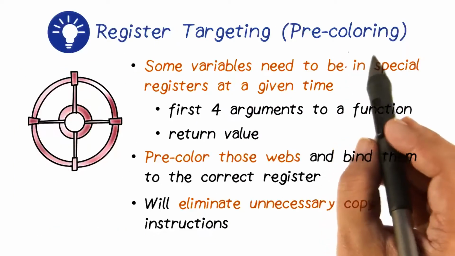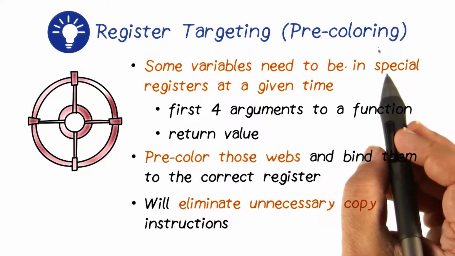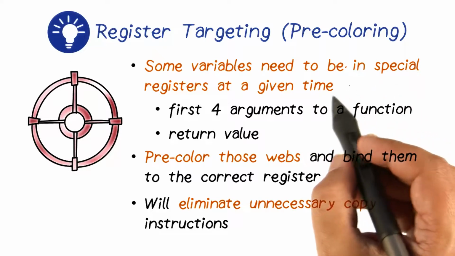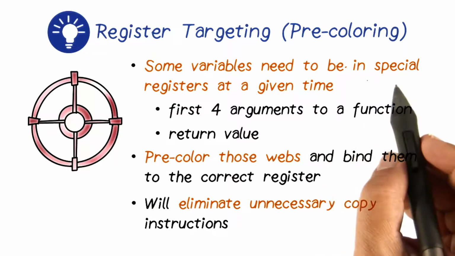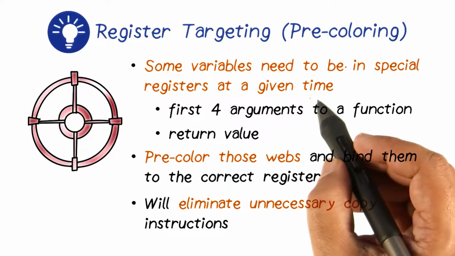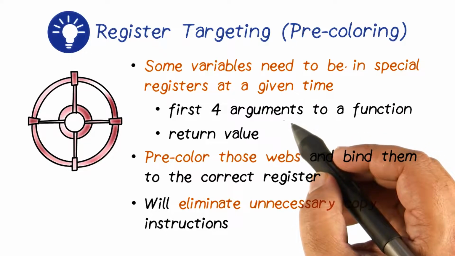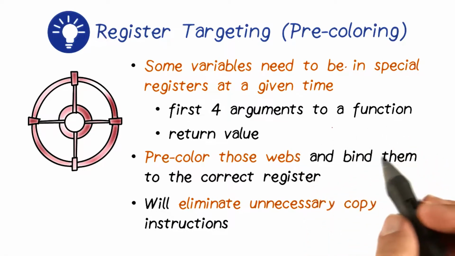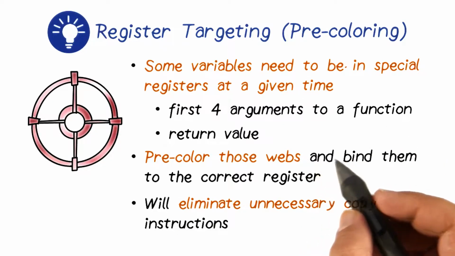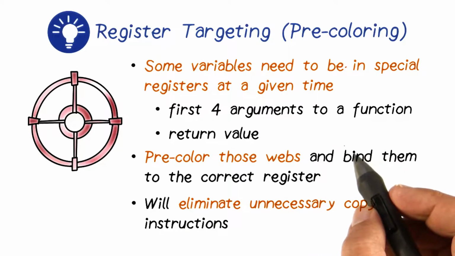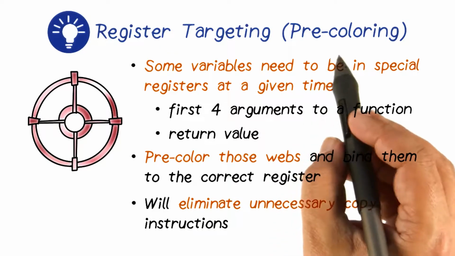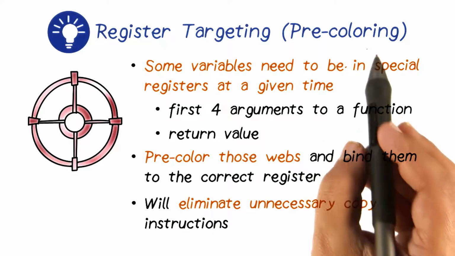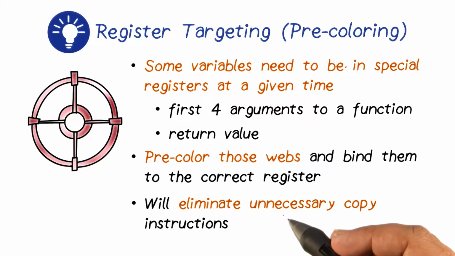The second important optimization that is done is called pre-coloring. So some variables need to be in special registers at a given time. For example, the arguments to functions and return values. And the idea is to pre-color those webs and pre-allocate them across function calls so that they are found in the right registers. And we are going to also avoid here the copying between different registers. And this step is called pre-coloring, which removes the need for coalescing later.